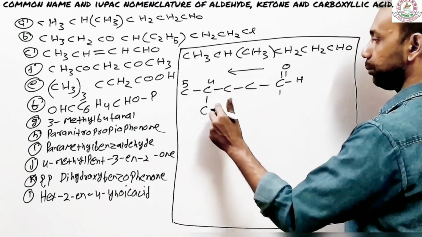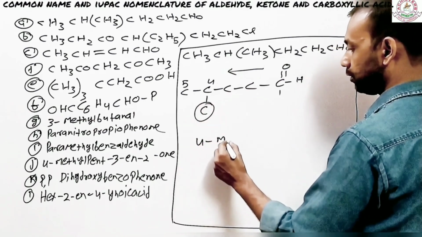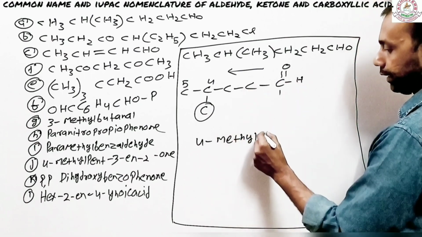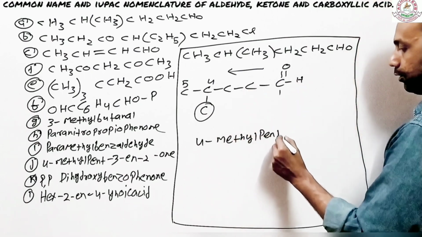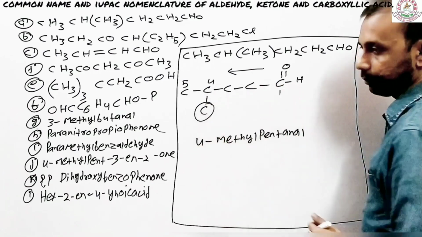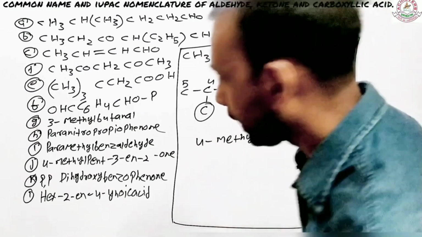So let's do the naming. This is called methyl here. So the naming is going to be 4-methylpentanal, right? Why? Because there are 5 carbons. So this is 4-methylpentanal. The first one I have done. Let's do the second one.